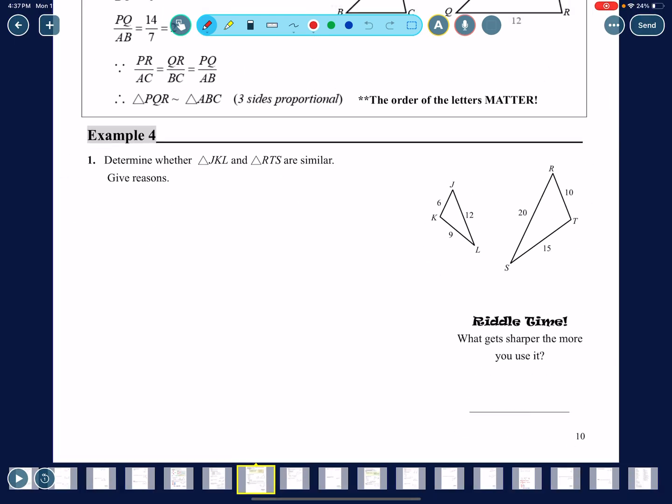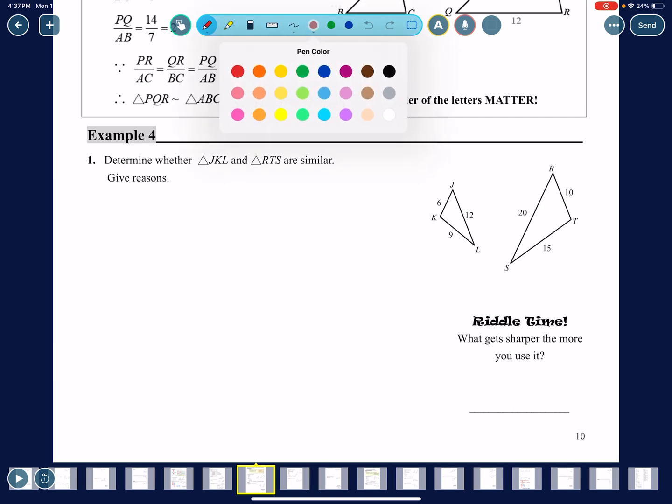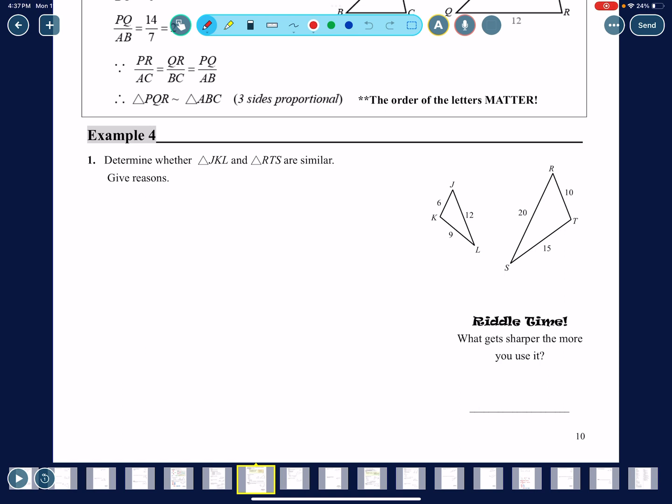3 sides proportional. In similar triangles, the sides are not equal, they're actually in the same ratio. So what do I mean by ratio? If you put the smallest side divided by the bigger side, it's going to be the same ratio as the smallest side of the smaller triangle divided by the smallest side of the bigger triangle, and the same as the biggest side of the small triangle divided by the biggest side of the big triangle. So let's see how it works.